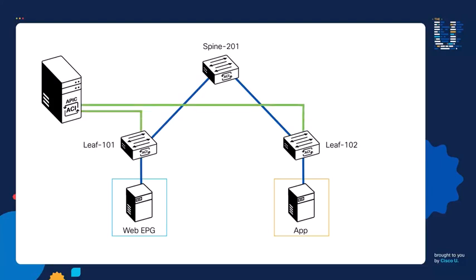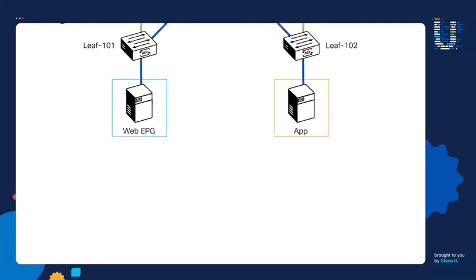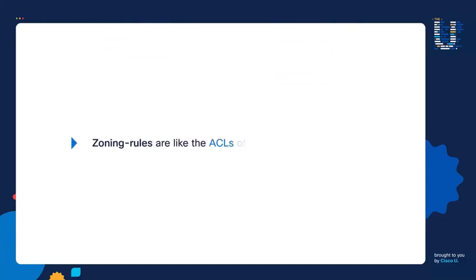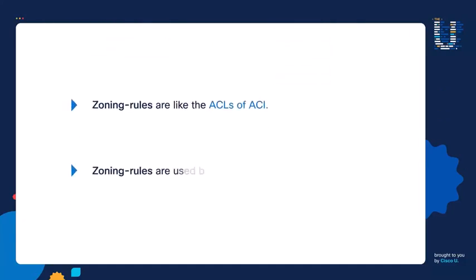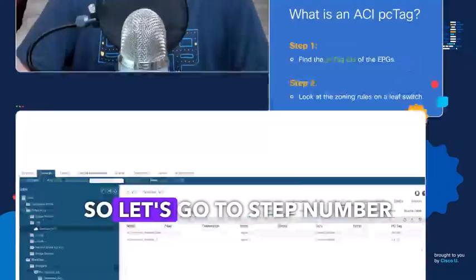To do this, the APIC programs zoning rules into the leaf switches. And you can think of zoning rules as like the ACLs of ACI. Zoning rules are used by leaf switches to determine when a switch should permit or drop traffic. So let's go to step number 1.